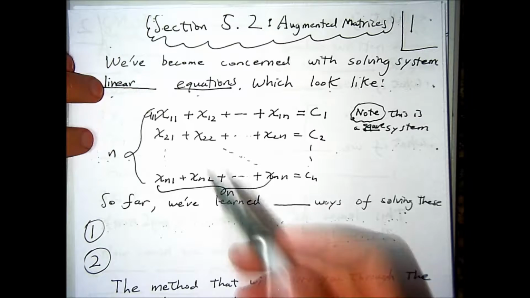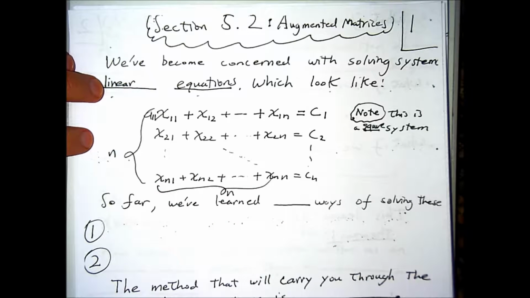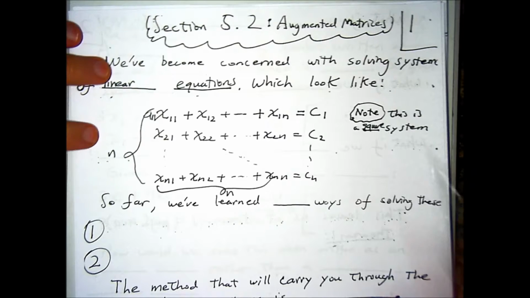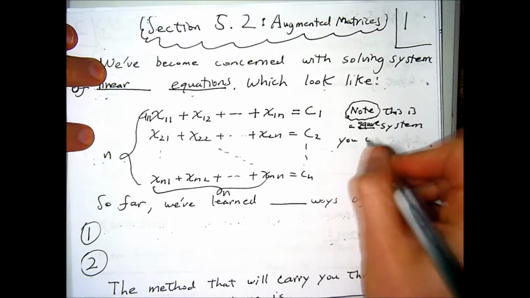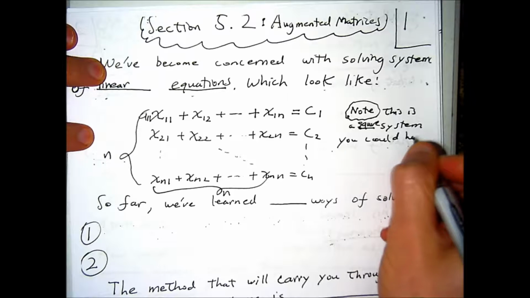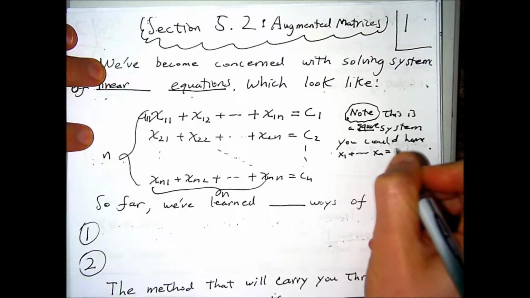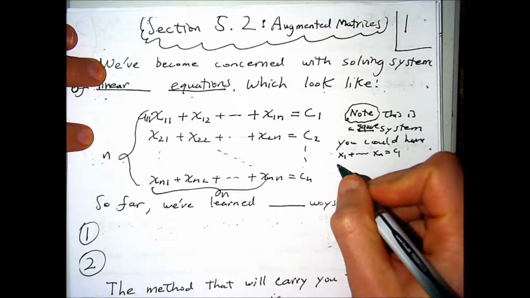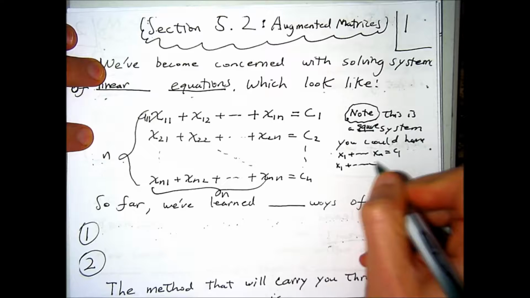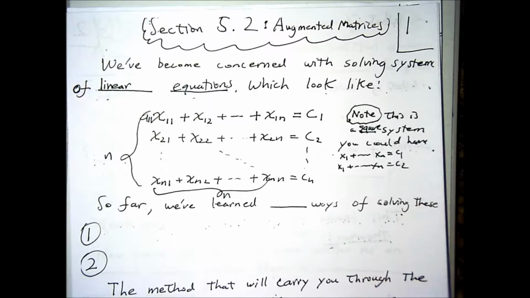In general, you would write m rows and n columns so that they could be different numbers. So you could have a system that's a long, skinny system, or a big, fat system where you have lots of variables and not very many equations. Right, you could have x1 plus through xn equals c1, and then x1 through xn equals c2, and that's it. So you have this very fat system.